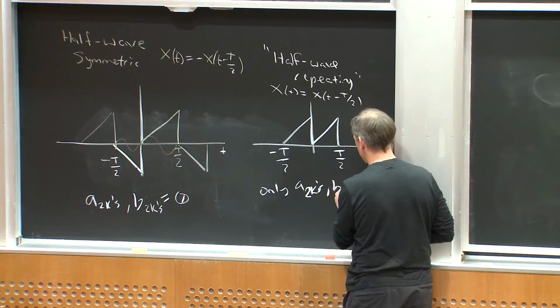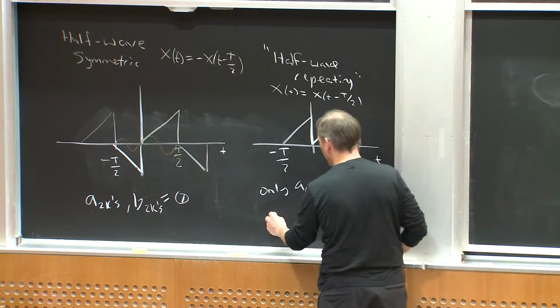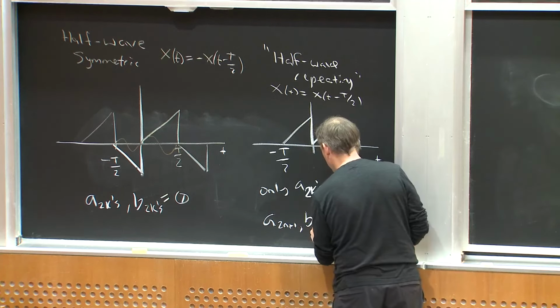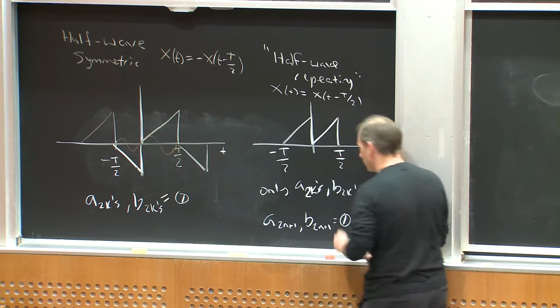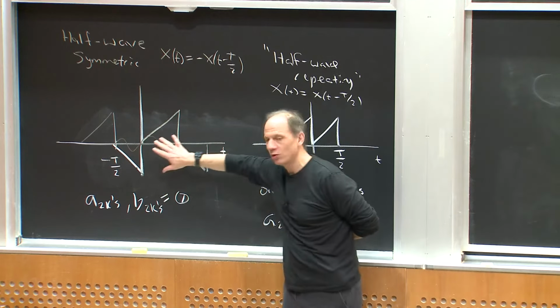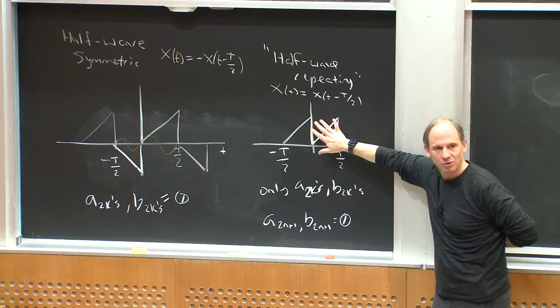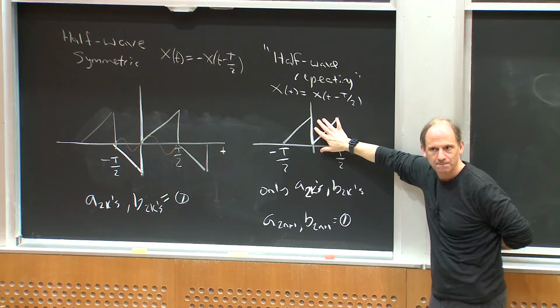and B sub 2k's. That is, A sub 2n plus 1 and B sub 2n plus 1 is equal to 0, right? So this has no odd harmonics. This kind of waveform only has even harmonics. It has no odd harmonics or fundamental. Okay? Any questions about that?